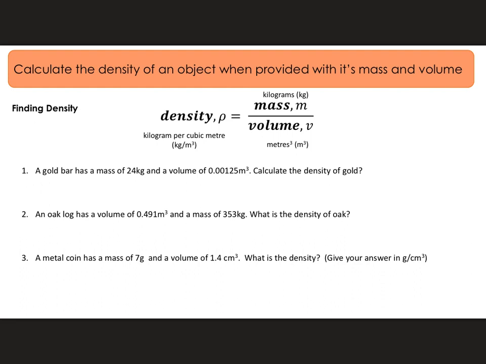Hopefully that was enough time for you to complete those questions. I'm going to run through the answers with you now. So as always, we're going to go through and highlight what we know first. The first thing to point down is for question 1 that our mass is 24 kilograms. Also for question 1, we've got a volume of 0.00125 meters cubed.